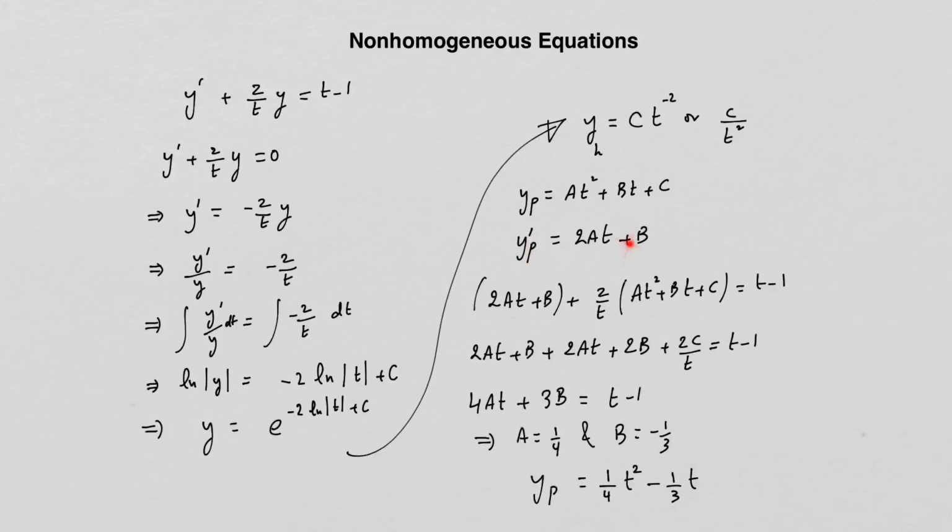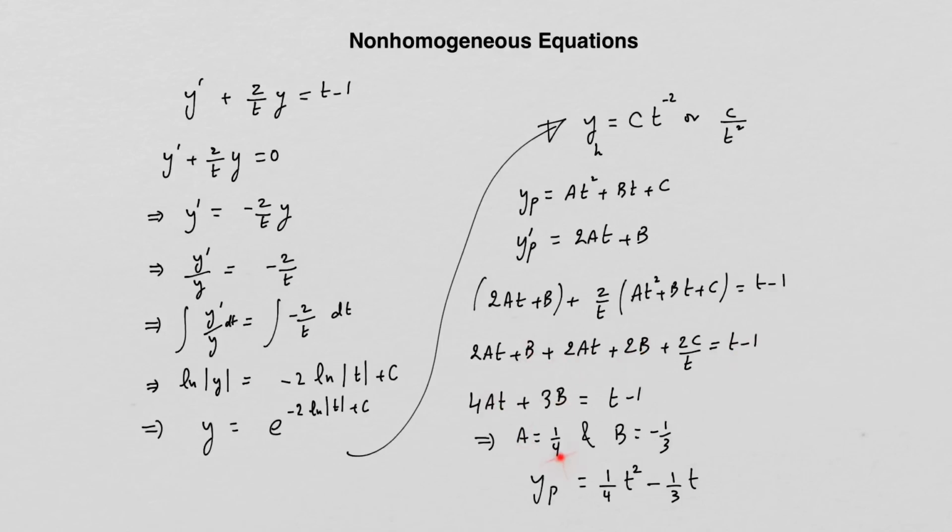I don't need y double prime. I plug them in. This is y prime plus 2 over t, y is given, equals the forcing term. I multiplied here, okay? And I gathered my pieces. I got 4at plus 3b. I didn't write this, but 2c over t equals nothing, so that means there is no c. Okay, so I skipped it. There is no c here. So 2at plus 2at is 4at. b plus b is 3b equals t minus 1.